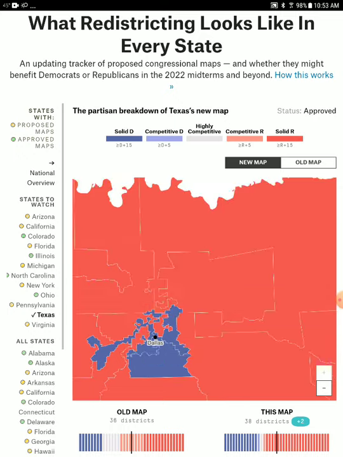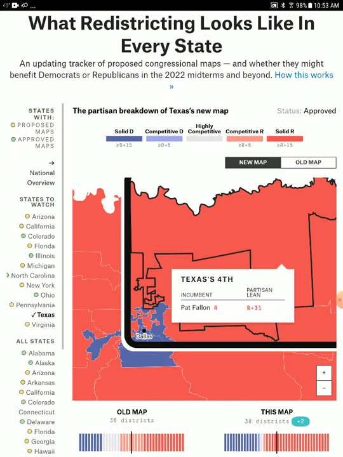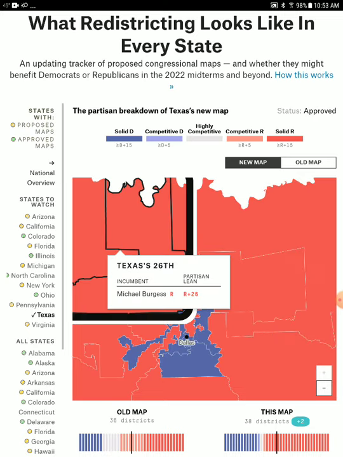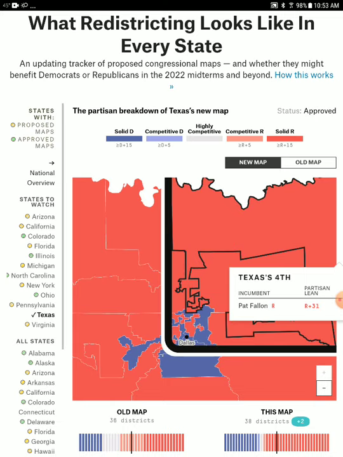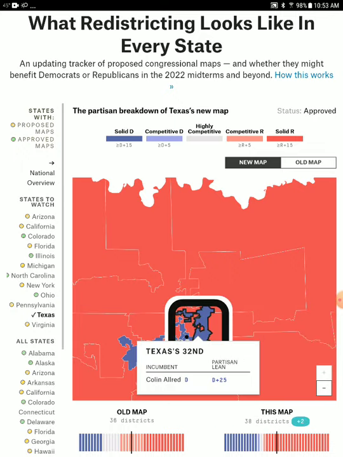Okay, we have this large area which is mostly rural areas here, but then we have a small dip into the Dallas suburbs here and here. This makes this Texas 3rd look even worse because it's basically bordered by Texas 4th, Texas 5th, which is just a clean border, and Texas 23rd.